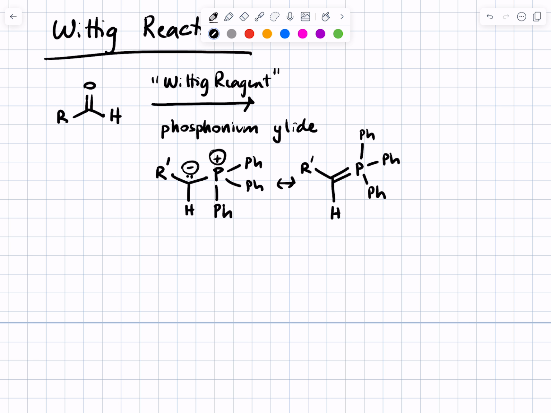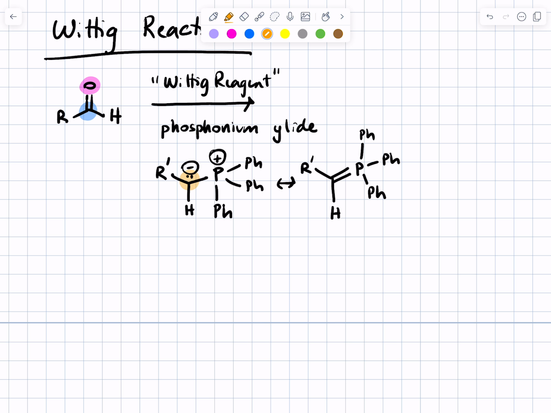Blasphemy, I know. Go ahead and, if you have pearls, you can clutch them in horror. But I like to draw it as this resonance structure just because it's a little bit easier to follow what's going on. It's useful to color code things as you're learning this. We'll color code the carbonyl carbon blue, we'll color the carbonyl oxygen pink, and then let's color the negatively charged carbon orange.